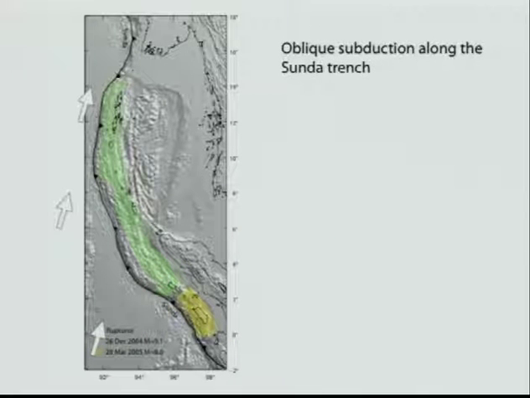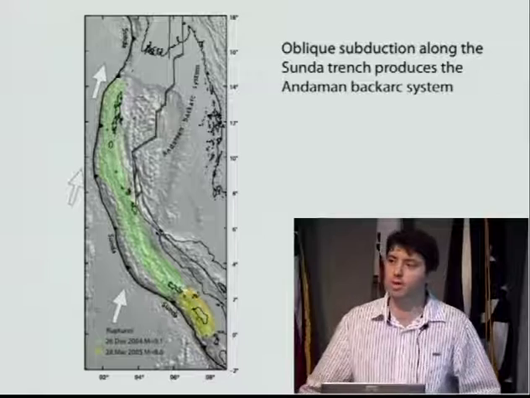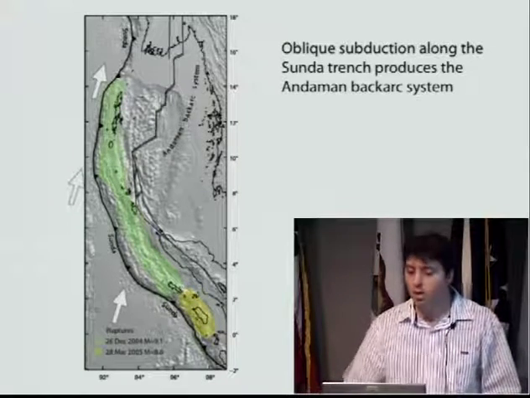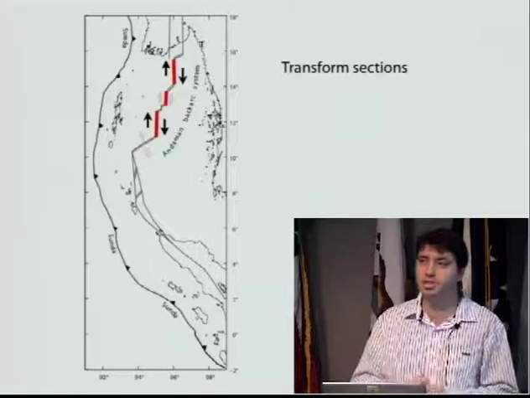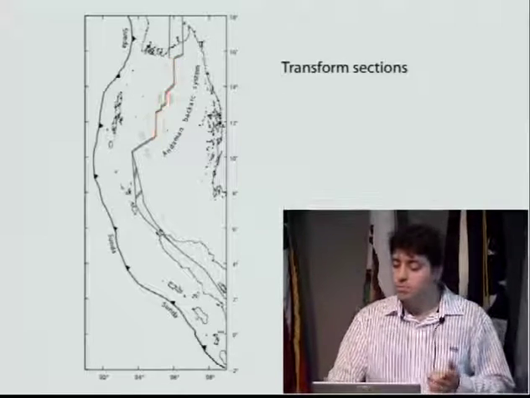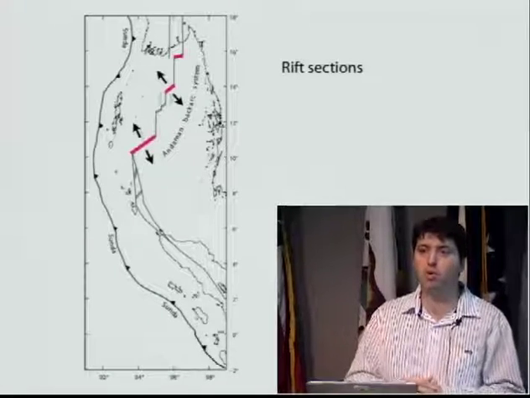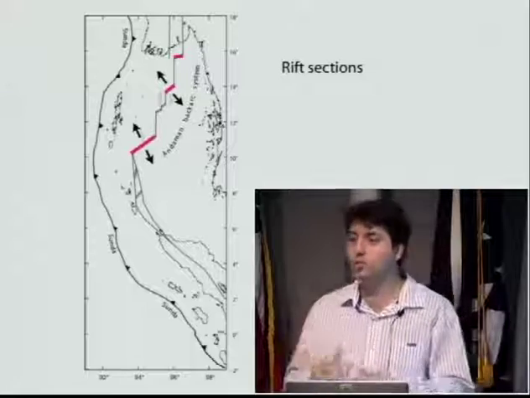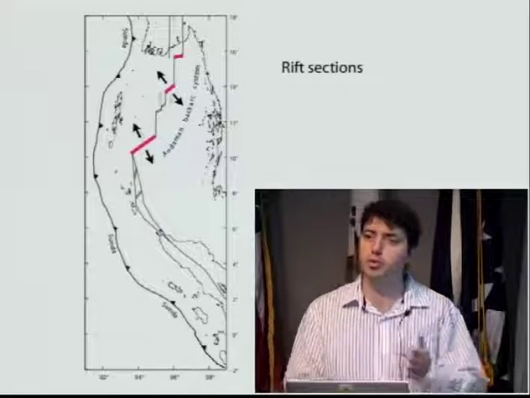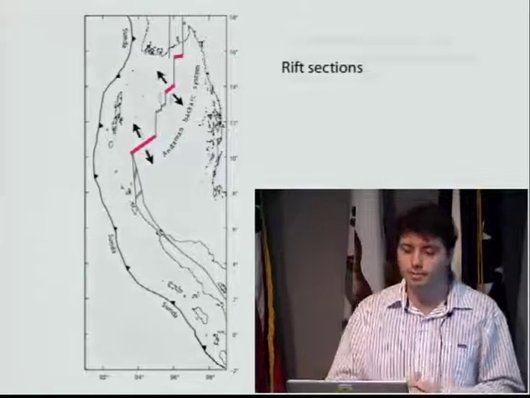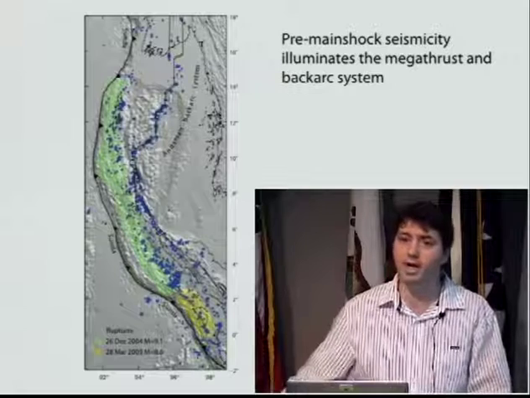The oblique subduction along the Sunda Trench creates this back arc fault system and creates our ideal test receiver fault. The receiver fault consists of transform sections where we observe strike slip earthquakes, and it also has intervening rift sections where we observe earthquakes with normal focal mechanisms. Let me plot the earthquakes that occurred preceding the Sumatra earthquake. See how earthquakes illuminate the back arc as well as the rupture.